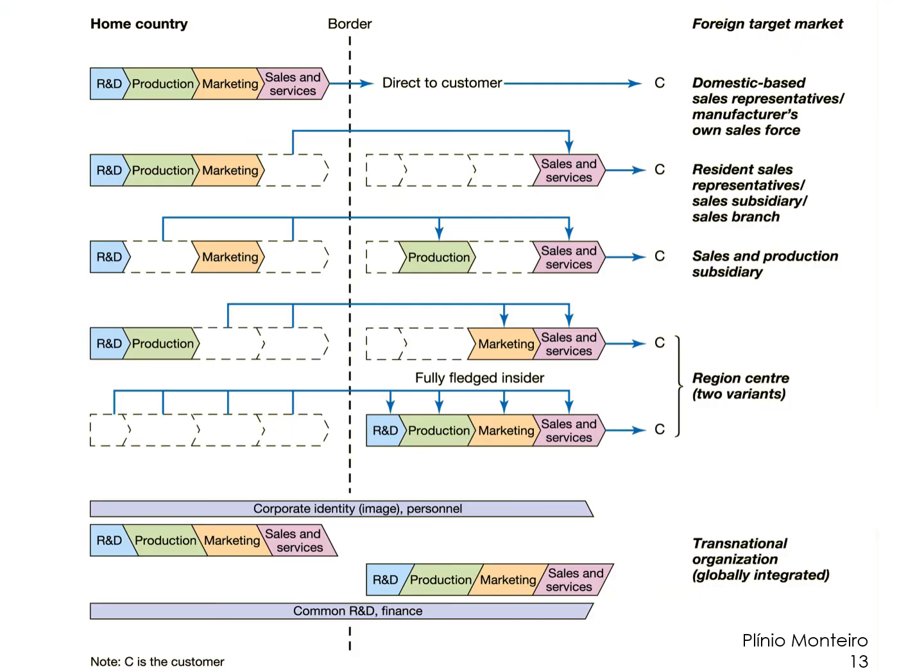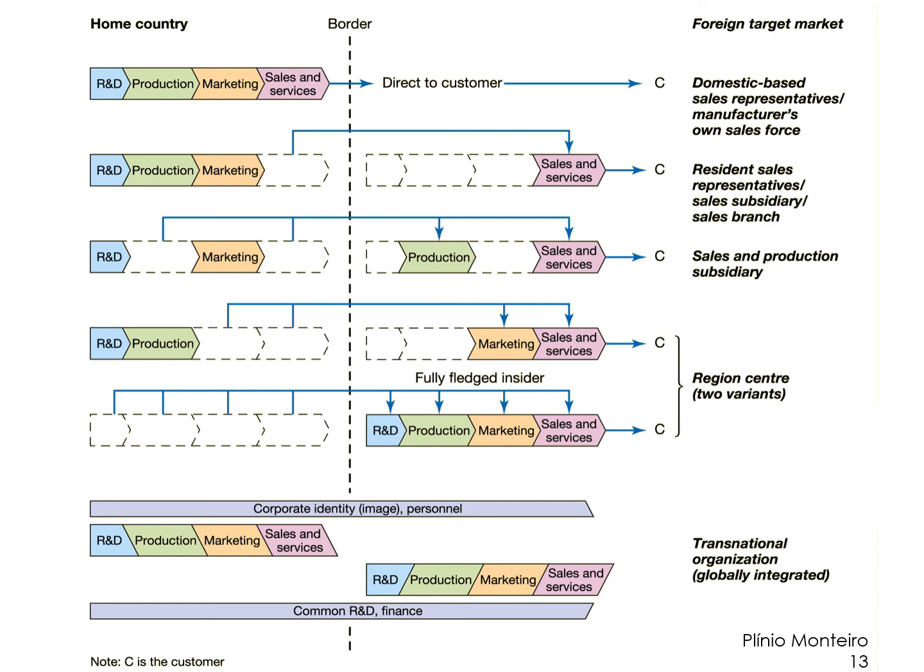To wrap up, let's look at the value chain considerations in terms of different hierarchical entry modes. Let's start with the home country, with the domestic sales representatives, or using your manufacturer's own sales force. In that case, all your value chain activities like research and development, production, marketing, and sales, you do everything in the home country. And then some people that belong to your sales force go to the target market to sell to the target market.